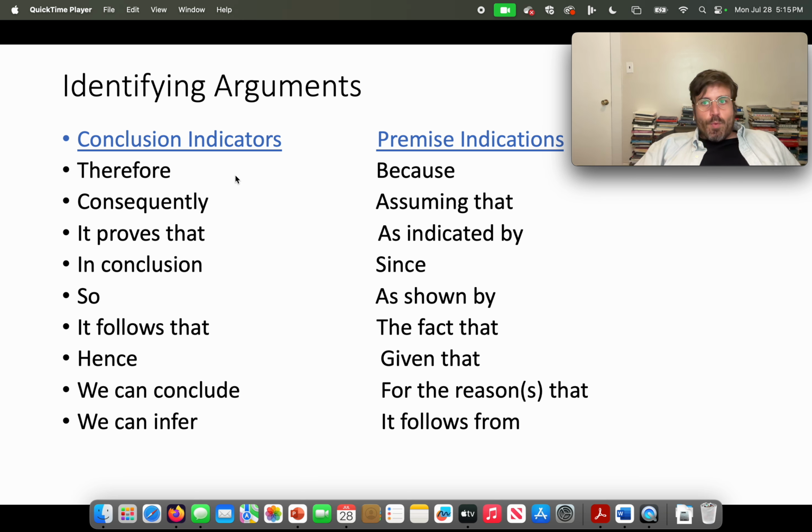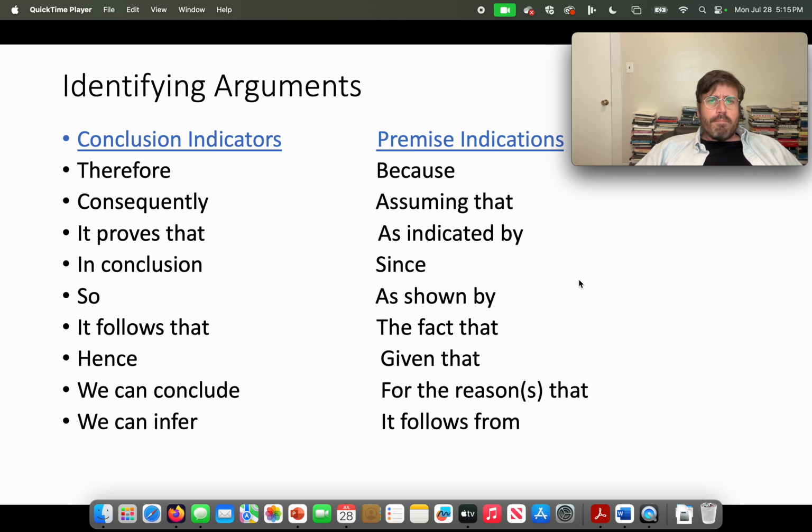You will notice with conclusions, it's a lot of words that have the sound of wrapping up a thought, right? Therefore, we talked about consequently is a very big, high indication of conclusion. It proves that. That's sort of a clunkier phrase we don't see as often. In conclusion, of course, is a dead giveaway that the conclusion is following that clause. So very, very high frequency indicator. Okay, so have a look over that list of conclusion indicators. And then on the right, note the premise indicators.